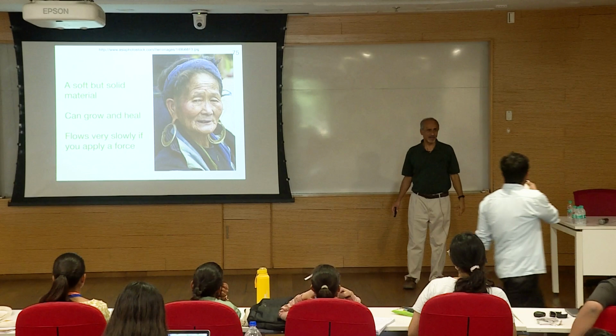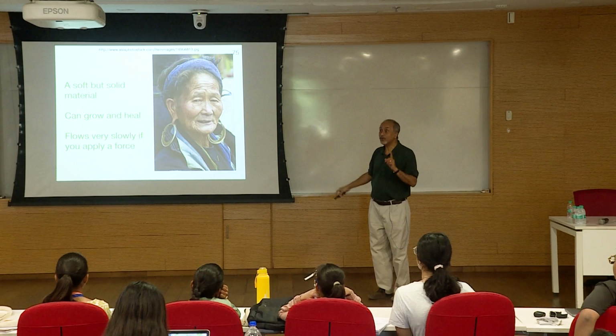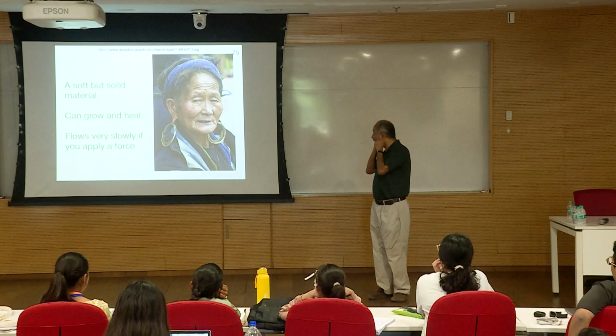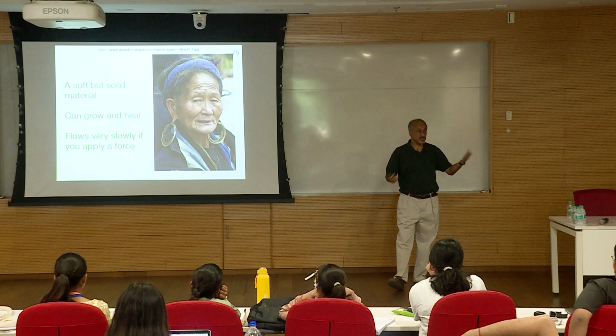Here's an example of a very distorted ear, though. It's a soft but solid material that can grow and heal, but it also flows very slowly if you apply a force. Wearing a heavy earring that pulls it down is one way of applying a force to an ear. Over a long enough period of time, you can change the shape of an ear.